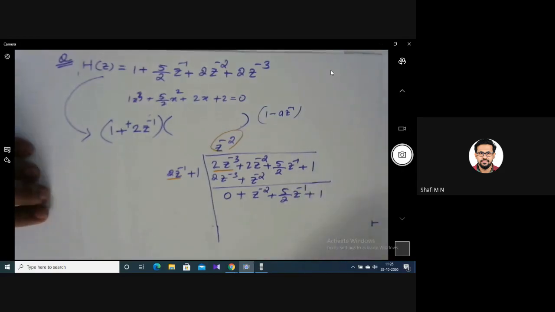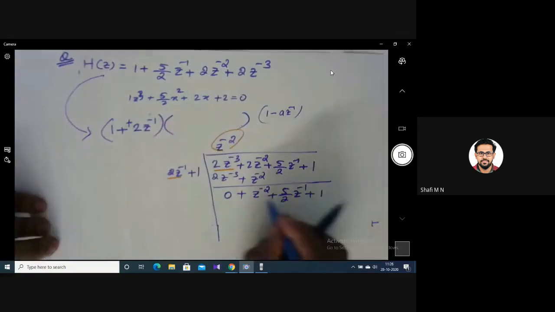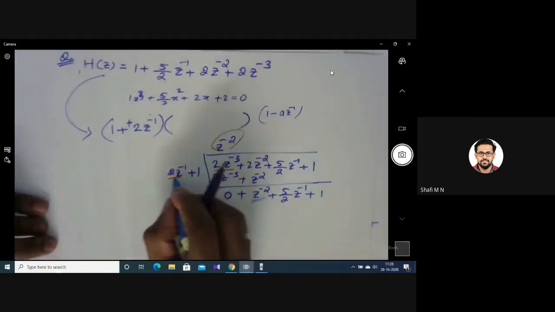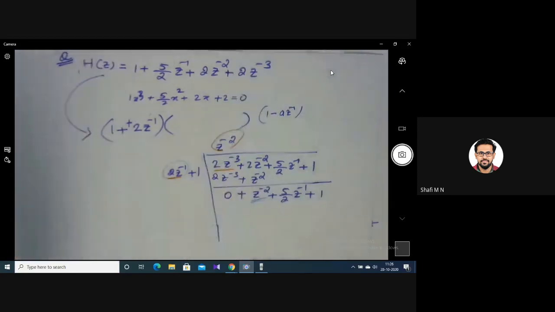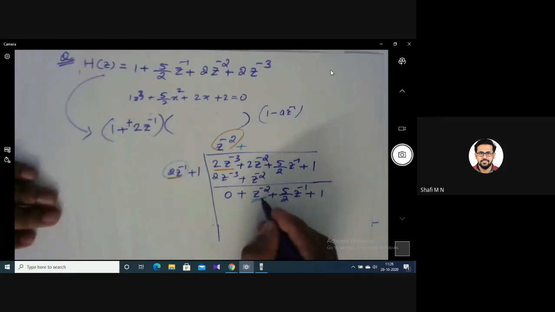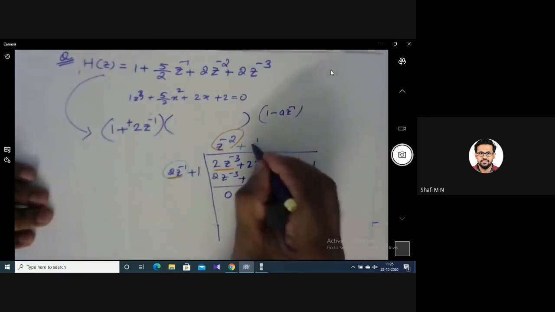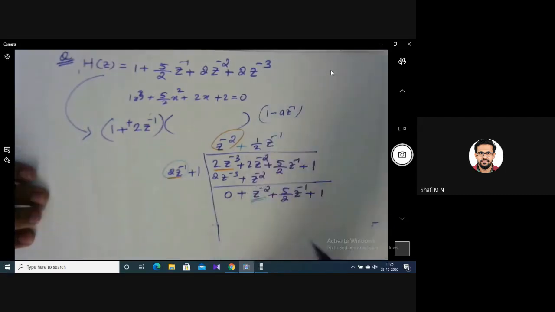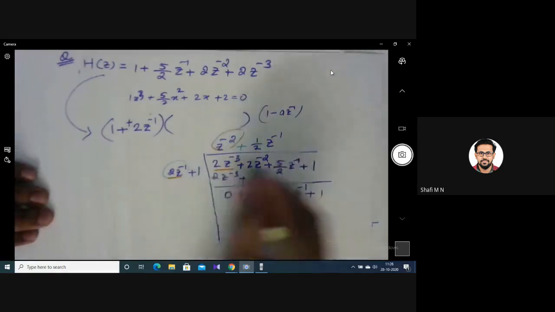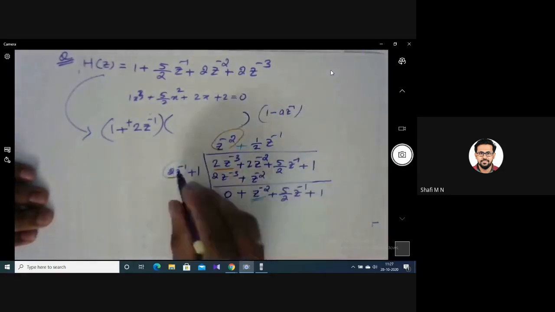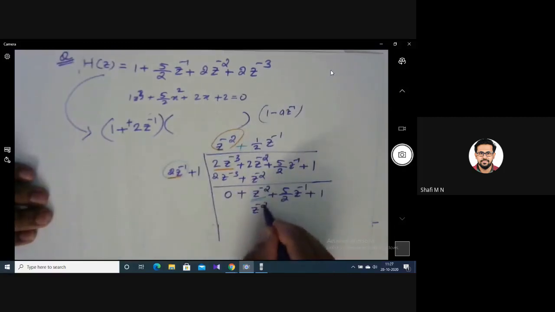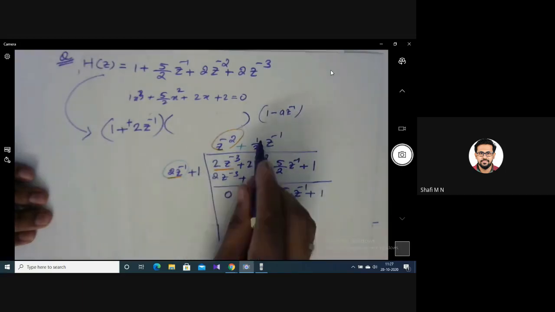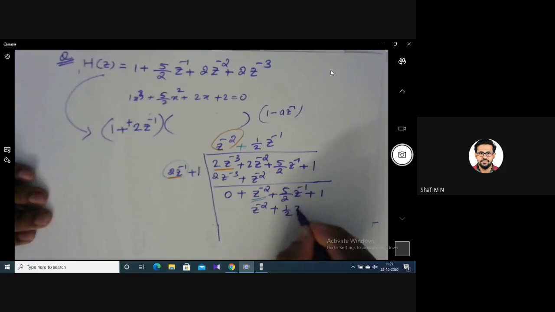Again, next division. Now which terms have to be divided? z raised to -2 divided by 2 z raised to -1. So what will you get? z raised to -2 by 2, so that will become 1/2 z raised to -1, right? Now you multiply this. 2 into 1/2 is 1, z raised to -1 into z raised to -2, that will only give z raised to -2. Plus 1 into 1/2 z raised to -1.